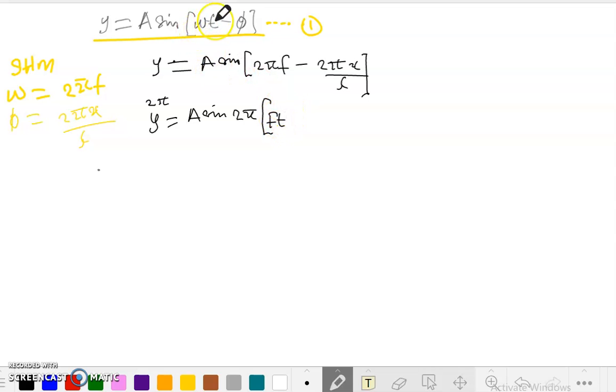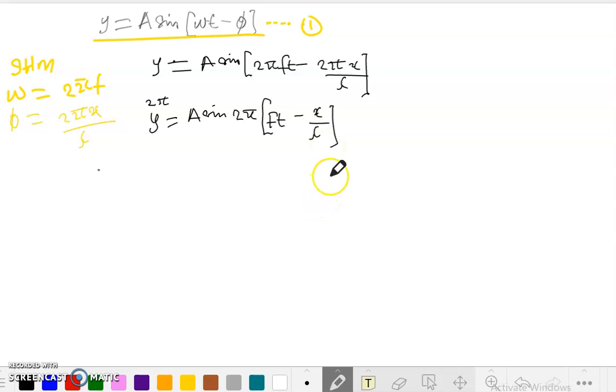Of course, we still have t because this is omega t, so there is t here. So this is ft minus, we factored out 2 pi, so we are left with x over lambda.